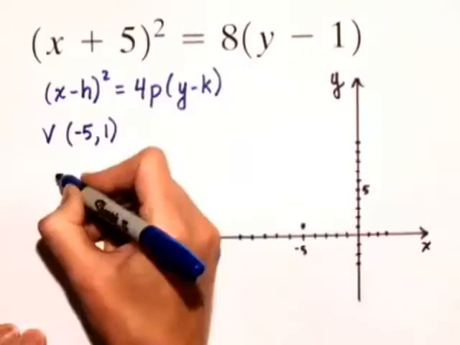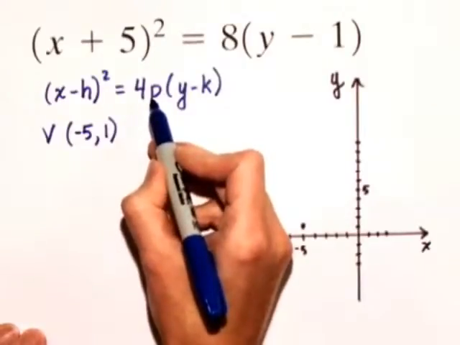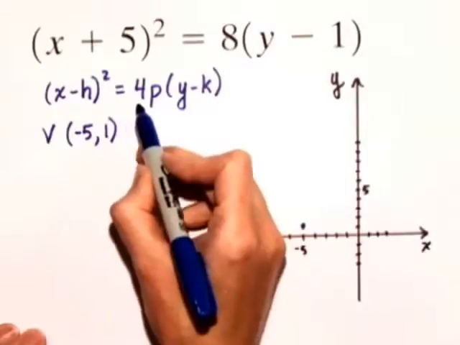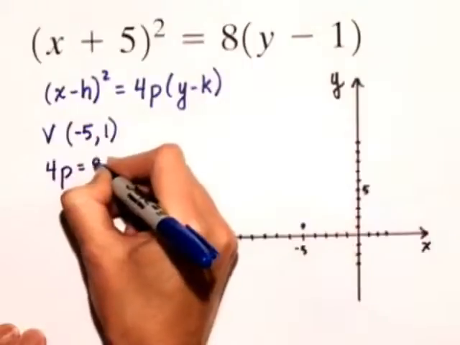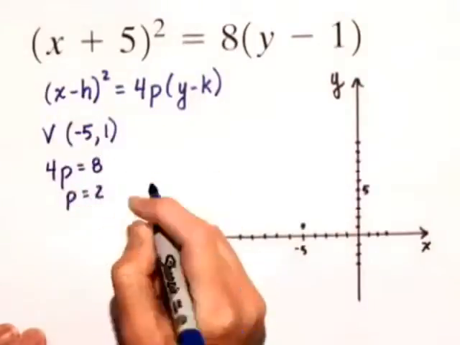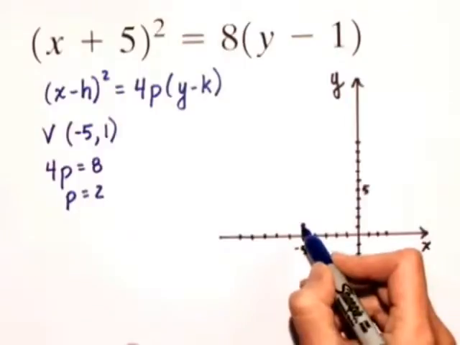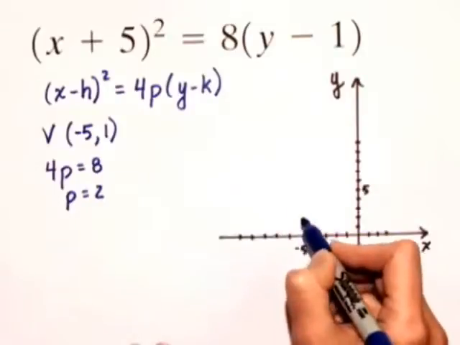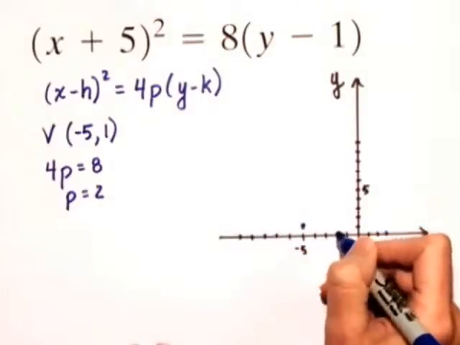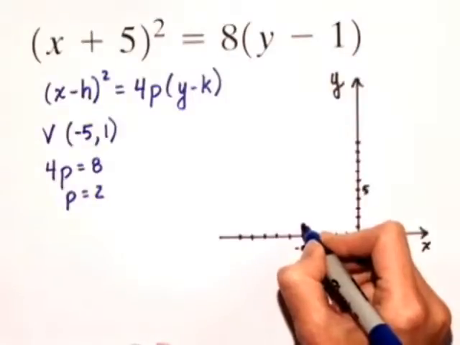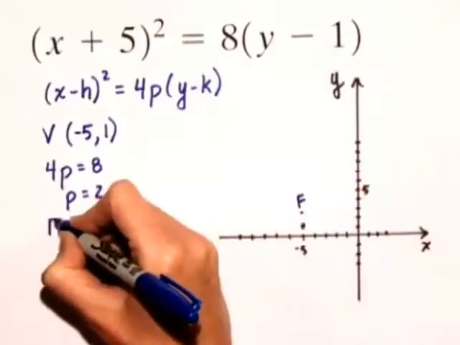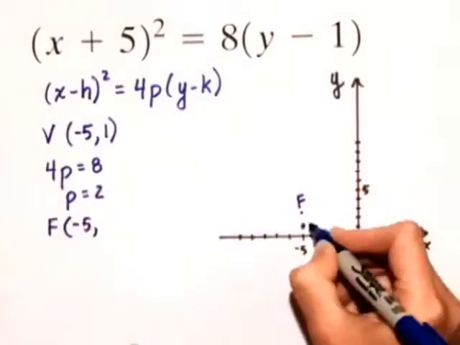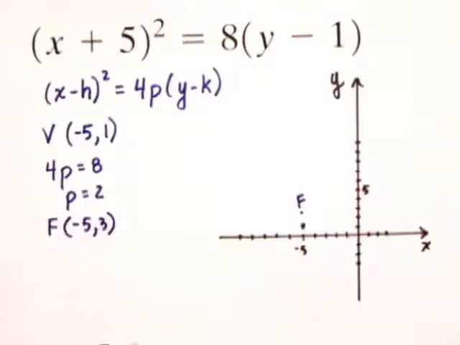So let's find next the focus. We can use p in order to help us find the focus. We can set 4p equal to 8, and we get p is equal to 2. Since we decided that this is a parabola that opens up, then our focus is located p units above the vertex, or 2 units above the vertex. So from negative 5, 1, we go up 2 units, and our focus is located at negative 5, 1 plus 2, which gives us 3.